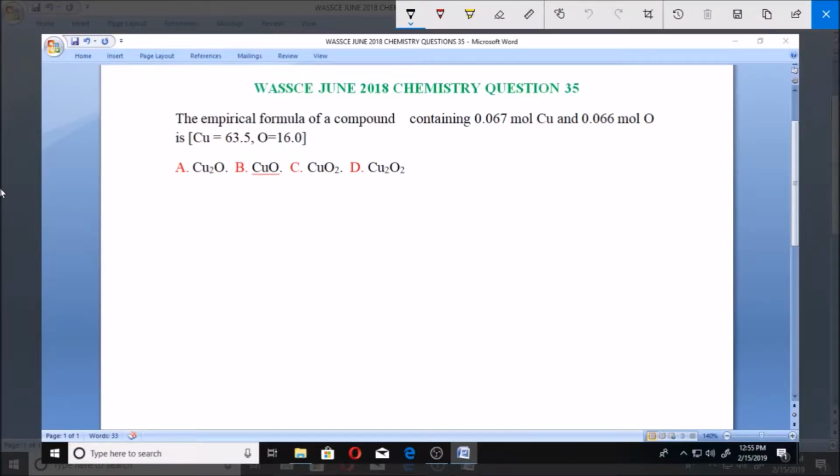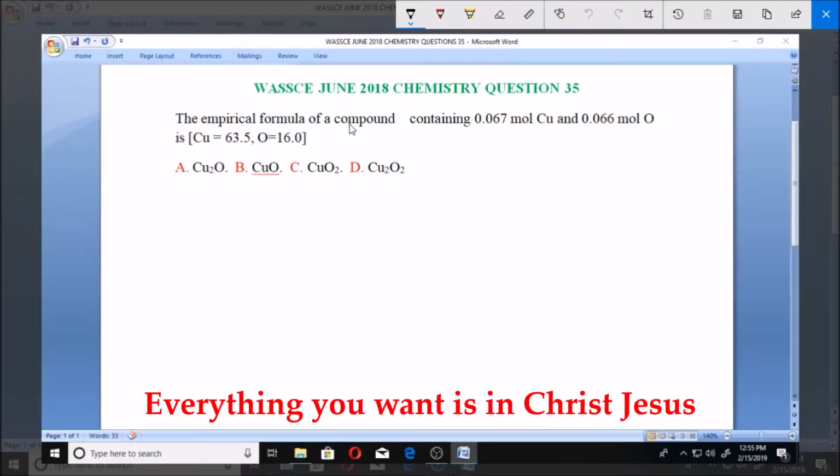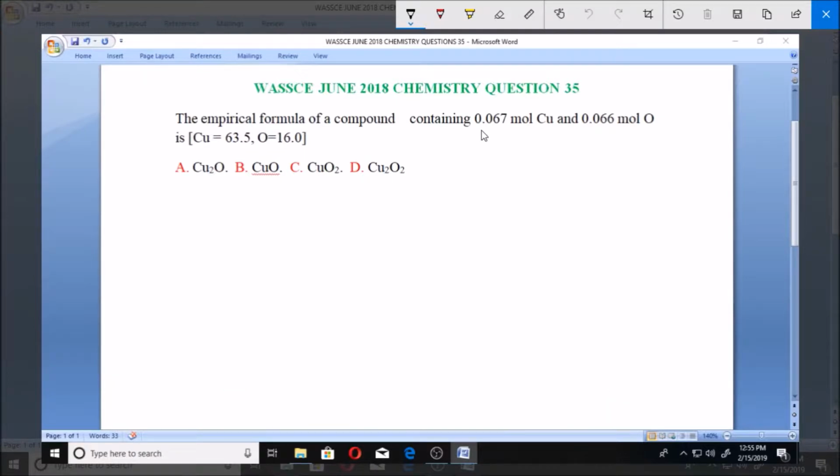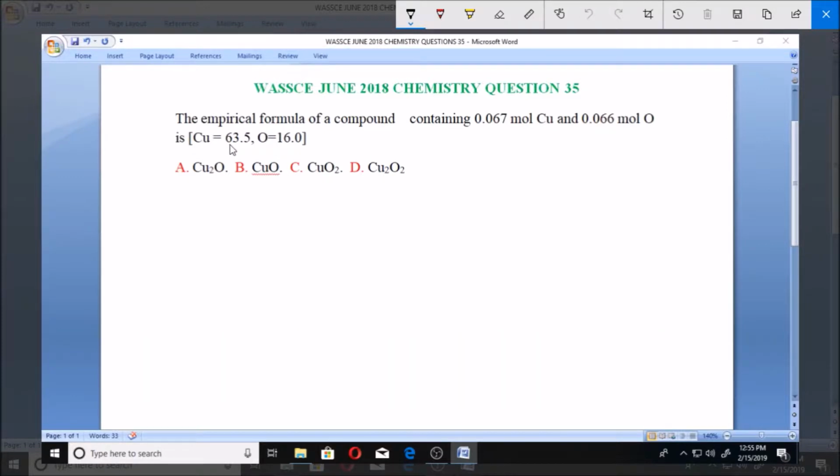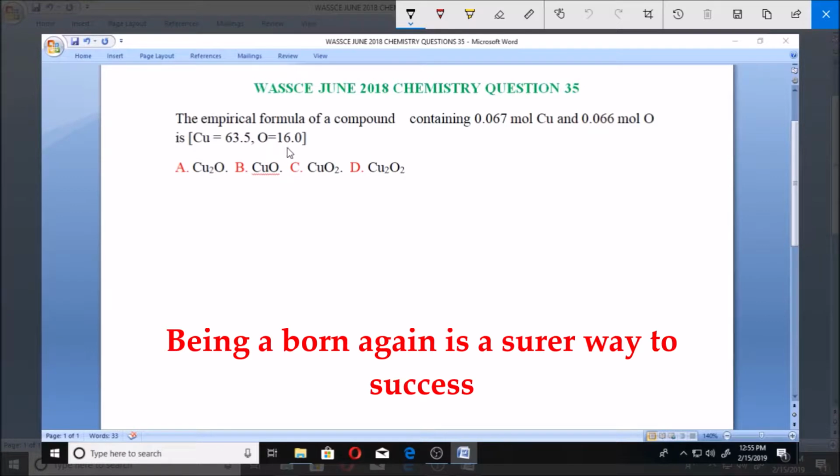Yes, let's look at question number 35 for WAEC Chemistry 2018. The empirical formula of a compound containing 0.067 mole copper and 0.066 mole oxygen is, given that Cu is equal to 63.5, O is equal to 16.0.